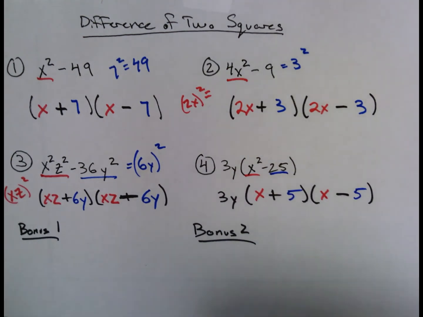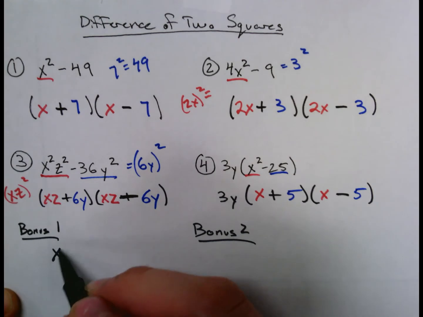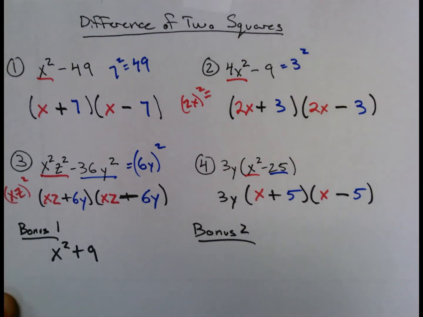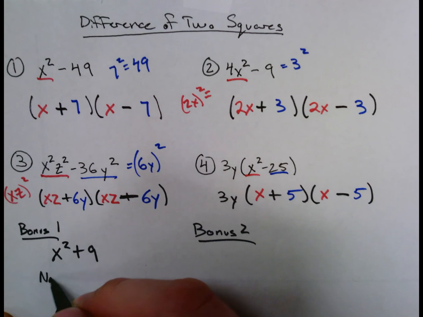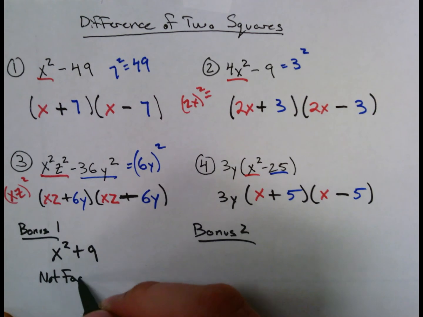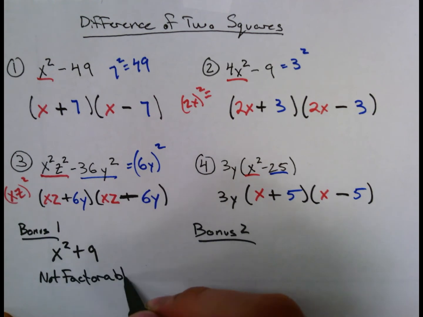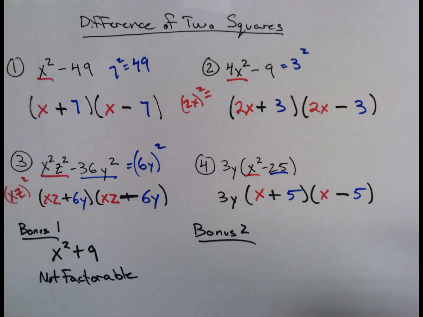Now, a couple bonus problems would be, what if you had x squared plus 9? Well, x quantity squared is going to be a square number. 3 squared is 9, so that works too, but this is a positive, and so that doesn't work in your difference of two squares method, so this can't be factored. So we call it non-factorable. And so you would not be able to factor that. You could still solve stuff, just not factor.